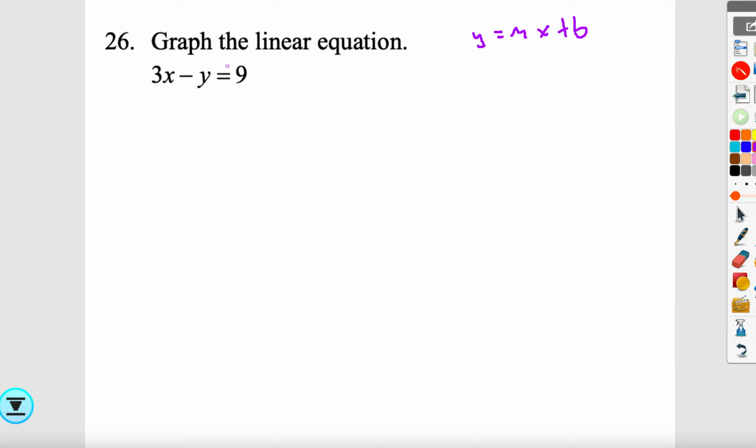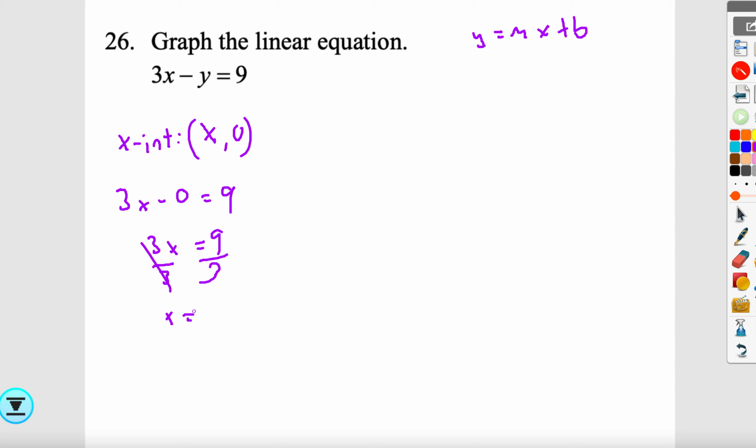For me, what I'm going to do is I'm going to use the x and y intercept rule. So we know the x-intercept is (x, 0). So I'm going to plug in 0 for y and solve for x. So I get 3x - 0 = 9. And then I get 3x = 9, divided by 3. And I get x = 3. So the x-intercept is (3, 0). I'm going to graph that bad boy.